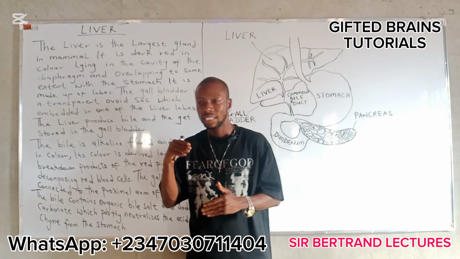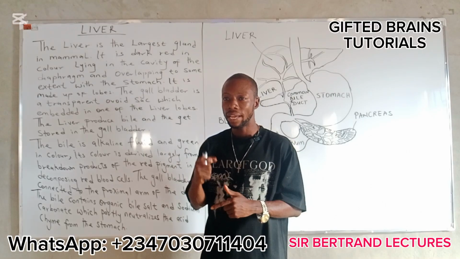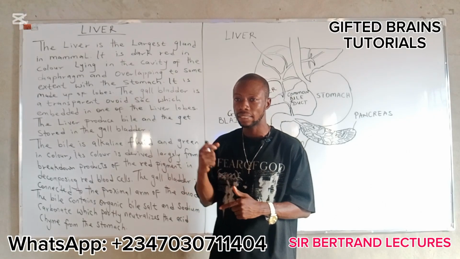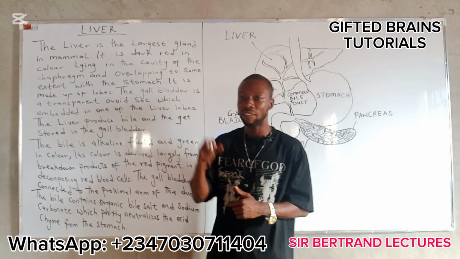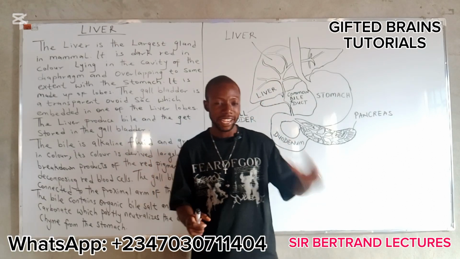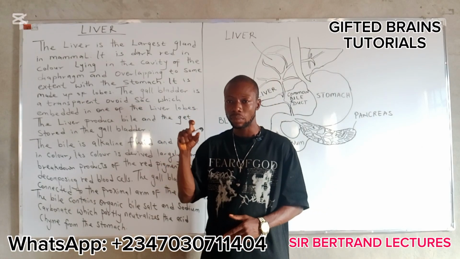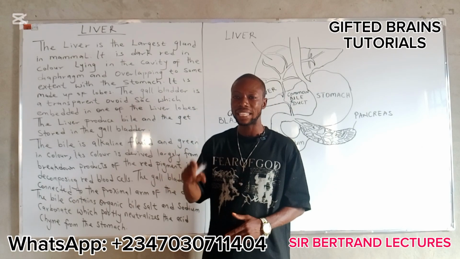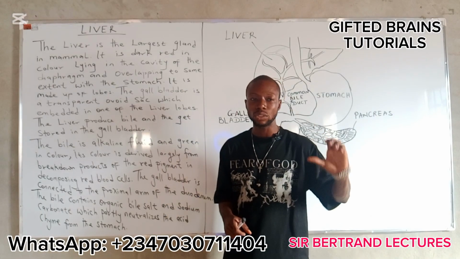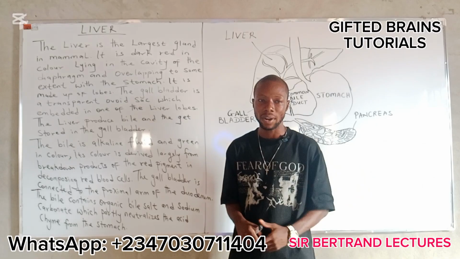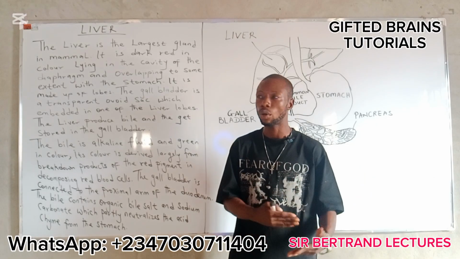What is a gland? A gland is any organ that is secretory in function. We have two types of gland: the endocrine gland and the exocrine gland. The endocrine gland is the gland that has no ducts. It is known as a ductless gland. Then the exocrine glands are those glands that possess ducts. You can as well call it the duct gland, a gland with ducts.